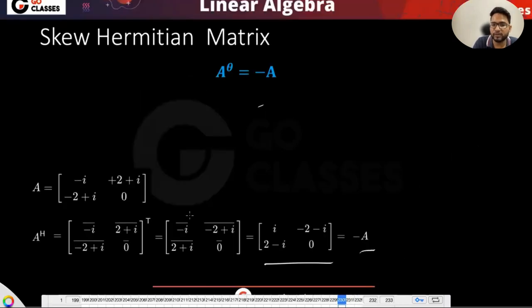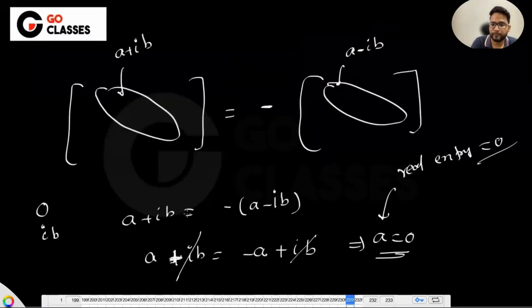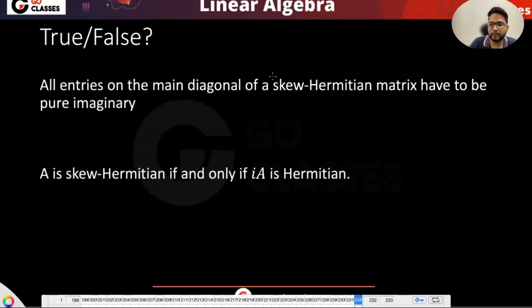So in case of skew Hermitian, it cannot be a mix of real and imaginary. It cannot have a real part. It will be pure imaginary, either in i form or 0. So this is a skew Hermitian. So let's just check whether this is true or false. They are saying all entries on the main diagonal of a skew Hermitian matrix have to be pure imaginary. Yes, this is true.